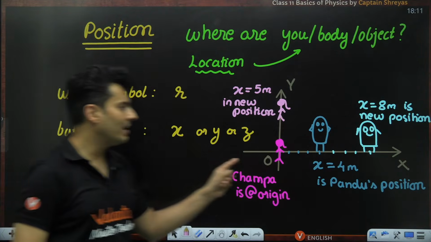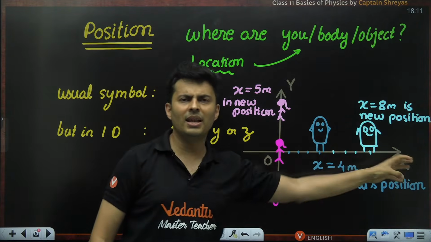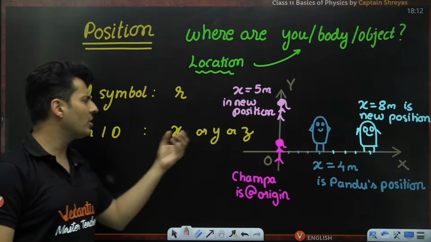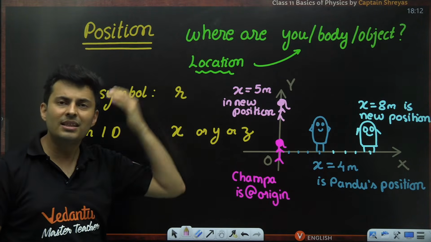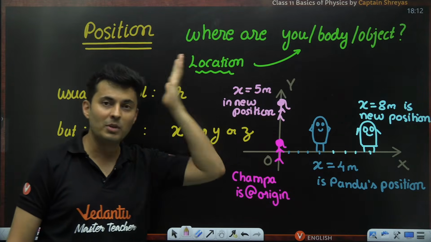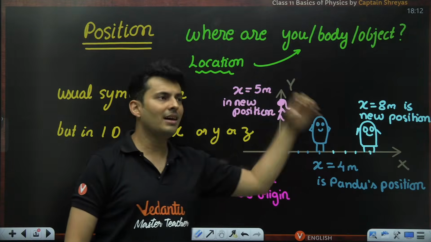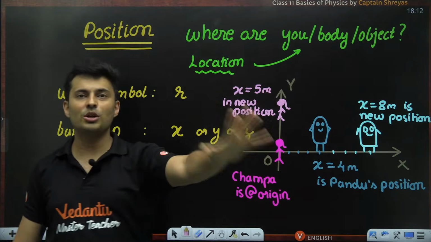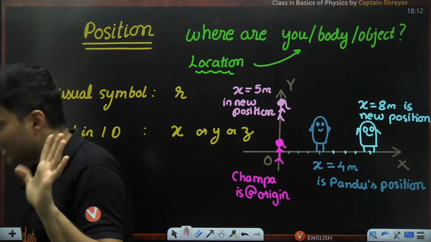So that is why, whenever some object is moving along one line, either the x or the y or the z coordinate is enough. But we will study three dimensions later on. We don't have to break our head right now. This is the basics class. So this is how you mention the position of the particle. Everybody with me? Understood? Clear?